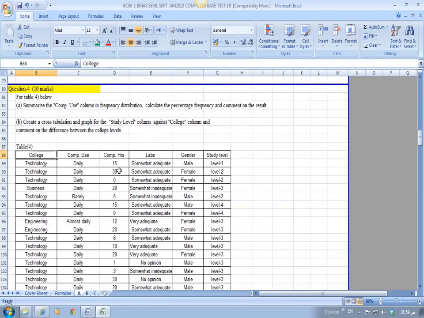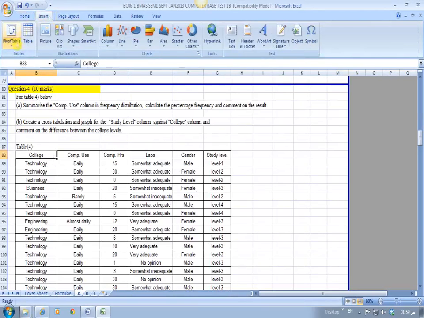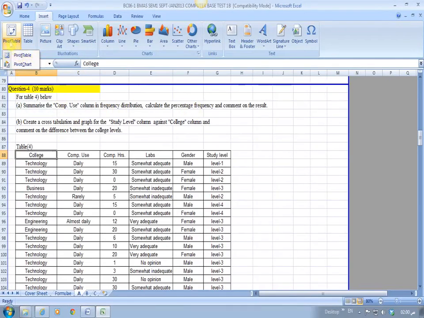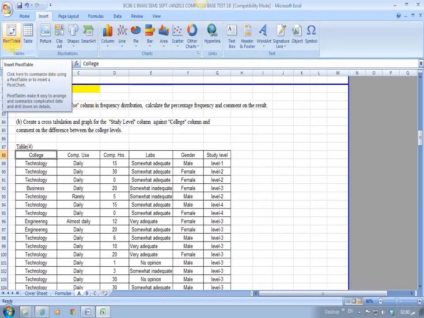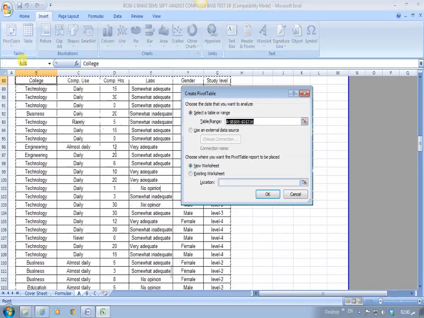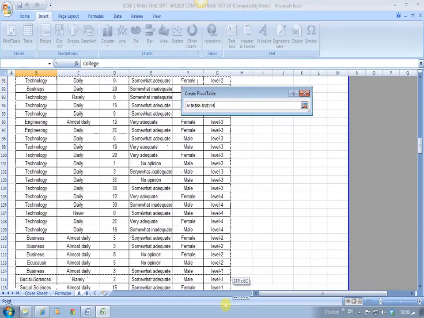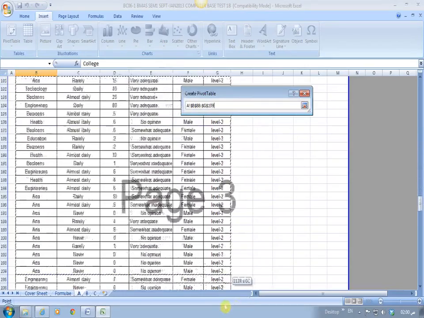So what we do is use a pivot. Click Insert, and in Insert you will see the pivot table. If we were asked for a graph we would use a pivot chart, but here there is no graph question, it is just a table. So click pivot table, and make sure that you highlight your data all from the beginning, from the headings until the end of the data.